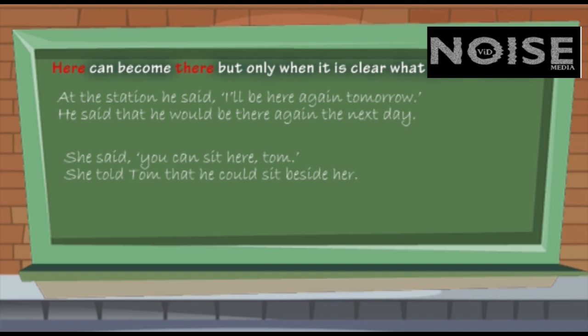Usually here has to be replaced by some phrase. For example, she said, "You can sit here, Tom." This can be changed into, "She told Tom that he could sit beside her."